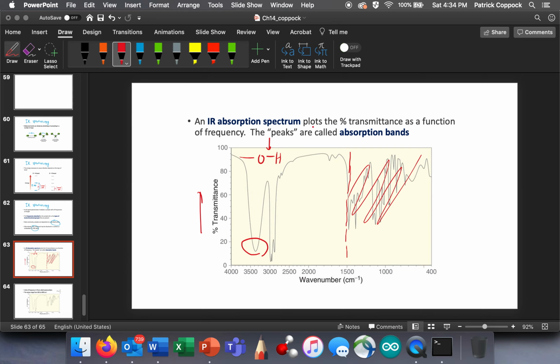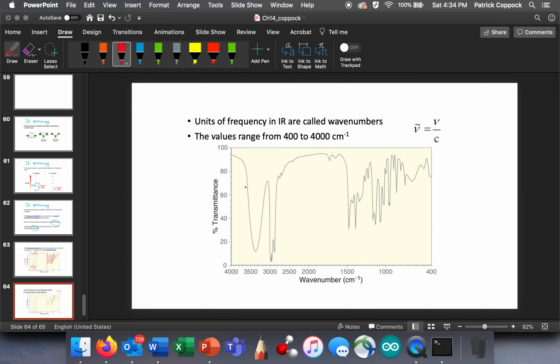Okay? So the percent transmittance is over here, the wave numbers down here, and these wave numbers, we're going to get used to those. So what is wave number? Well, wave number is actually frequency divided by the speed of light, and that's why we call it reciprocal centimeters. Again, we're never going to be doing any of this math, so it's not a big deal, but it's a decent question, and so the frequency, you can actually tell what kind of energy is being absorbed if you know what wave numbers actually stand for.